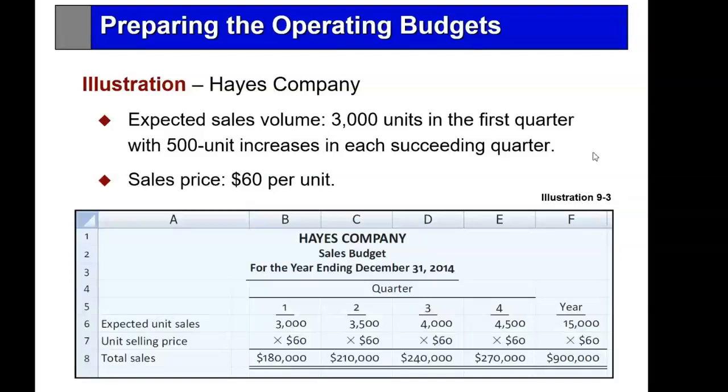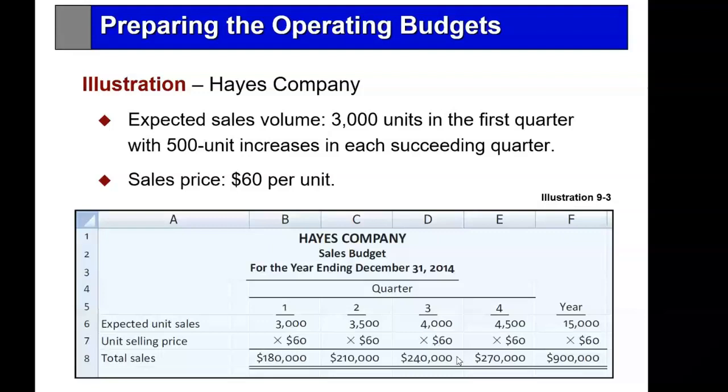Hayes Company expects 3,000 units to be sold first quarter. Instead of doing it on a 12-month basis, we're going to do it on a quarterly basis, which is 3 months. And every quarter, they figure the sales is going to increase 500 units. The selling price is $60 per unit. So, like I said, the budget is a formal written financial statement. Here's the sales budget. Rather straightforward.